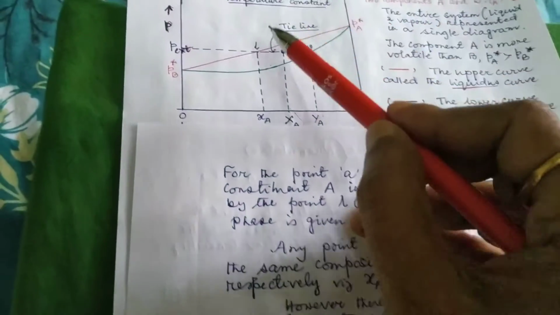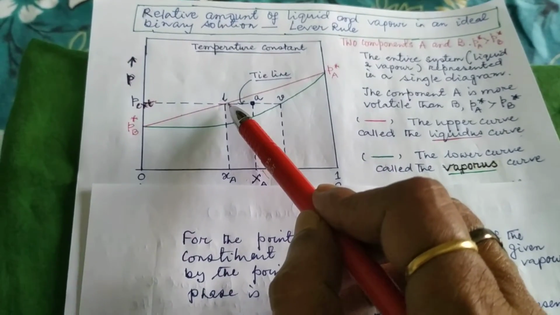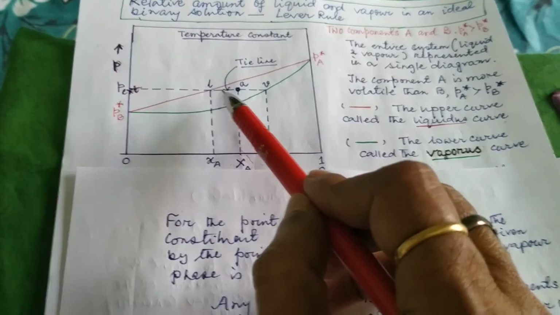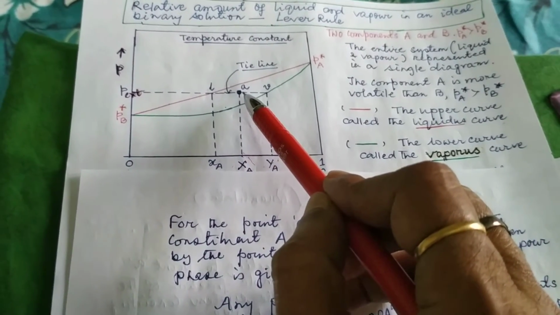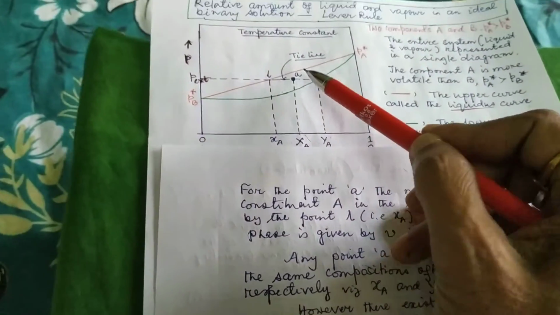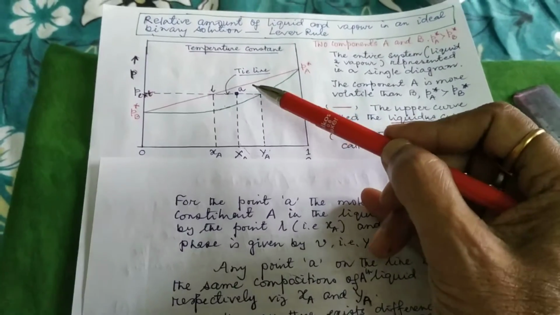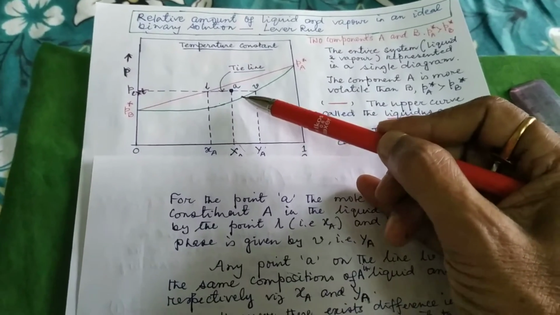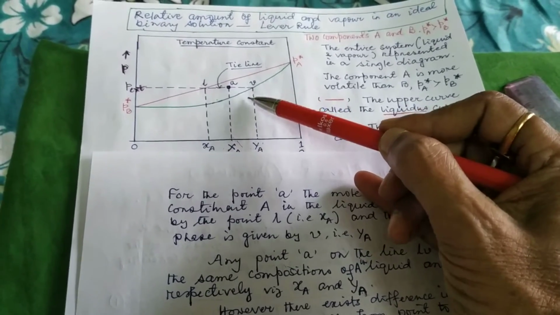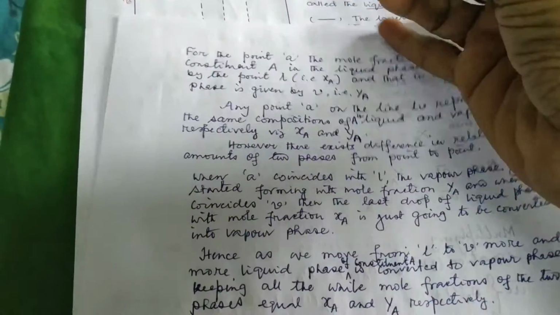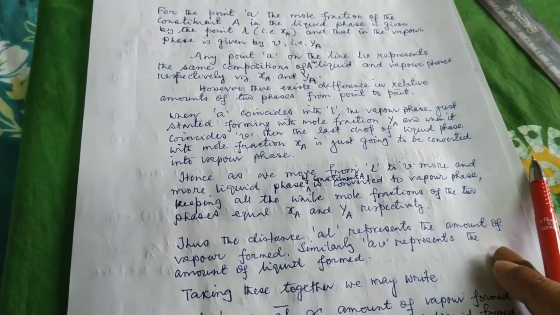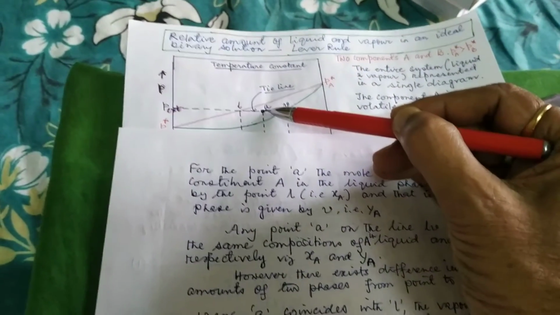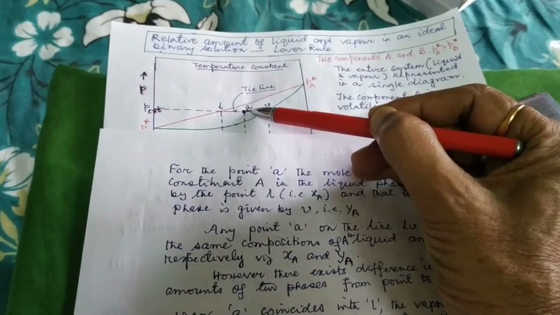Now, as we move more and more from L to V, more and more liquid will be converted to vapor, keeping all the while the mole fractions of the two phases equal to XA and YA respectively. So, thus the distance AL represents the amount of vapor formed.